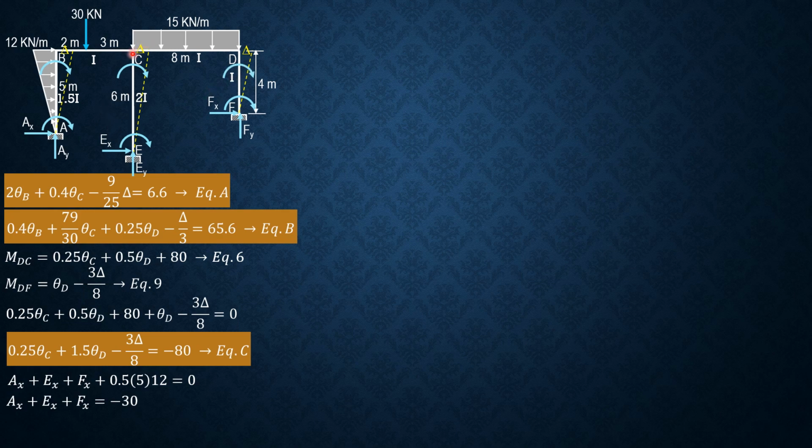So these are the assumed moments. For AB, summation of moment about B equals 0: AX times 5 plus 1/2 or 0.5 of 5 times 12 times 5/3 equals MAB plus MBA. Simplifying, AX is 1/5 of the quantity MAB plus MBA minus 10. Substitute the values of MAB and MBA here.